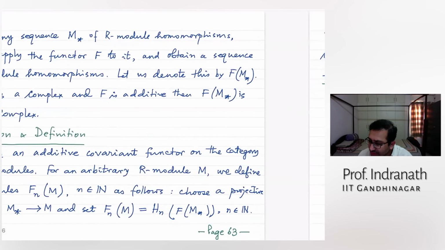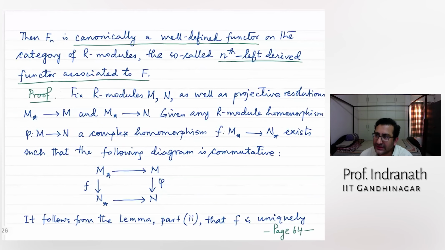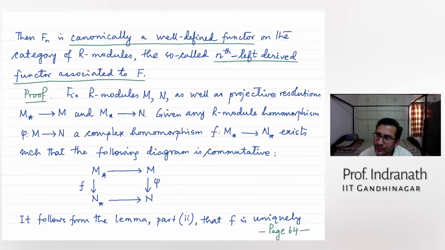Okay. So, we will be dealing with the tensor product, and you know what I mean by this canonical. I hope this meaning is understood. So this is what is called the nth left derived functor. So what do we have to check then? Go through the proof.